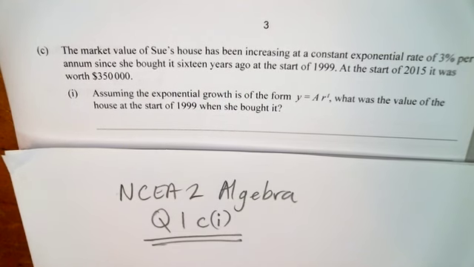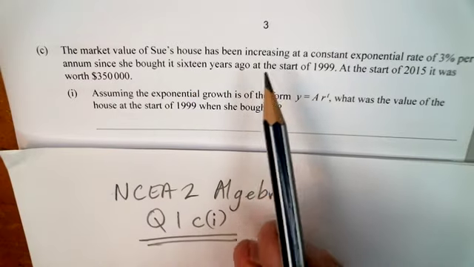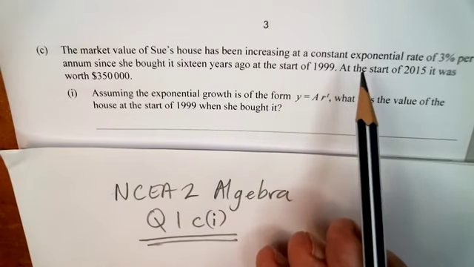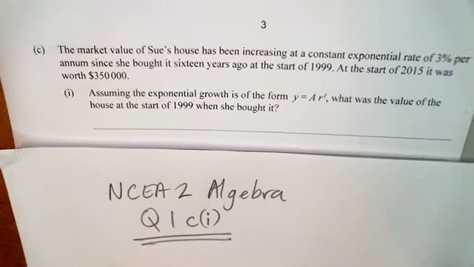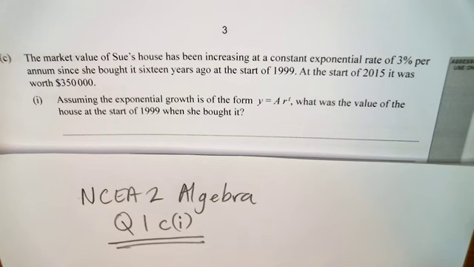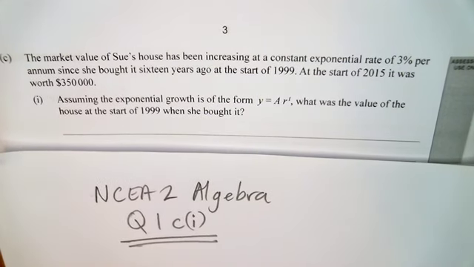Let's have a look at a logarithm question from year 12. This is the NCEA 2 Algebra examination, end of year exam for year 12. The question says the market value of Sue's house has been increasing at a constant exponential rate of 3% per annum since it was bought 16 years ago at the start of '99. At the start of 2015, it was worth 350k.